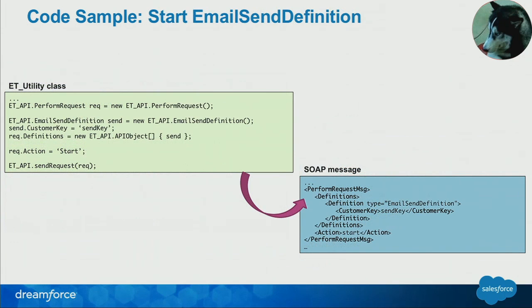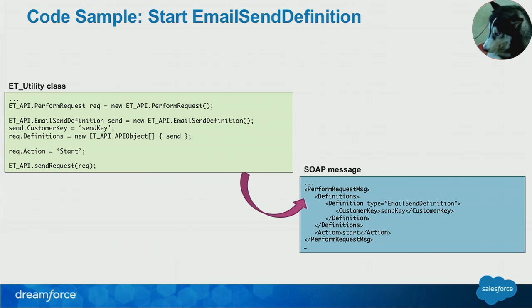So now the email send definition has been created in ExactTarget. And we now need to start it. So when we want to start an email send definition, we have to perform an action on this email send definition, and the action is start.